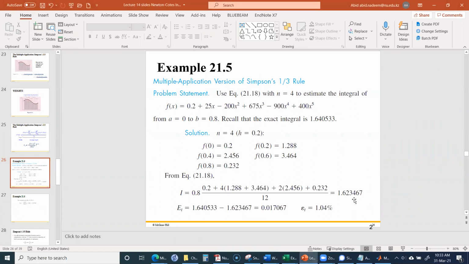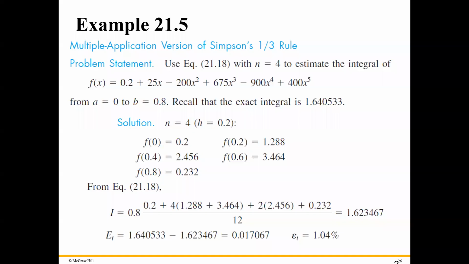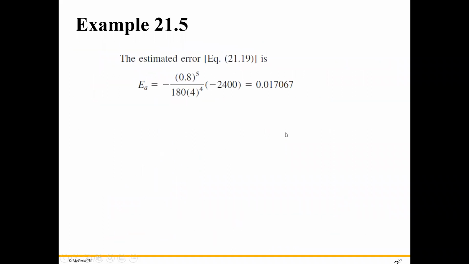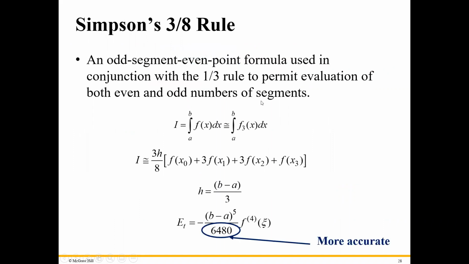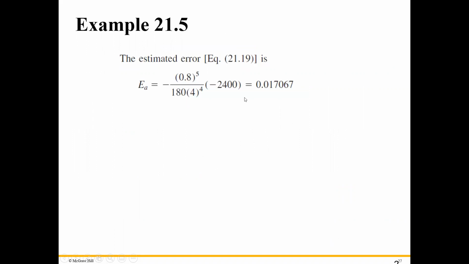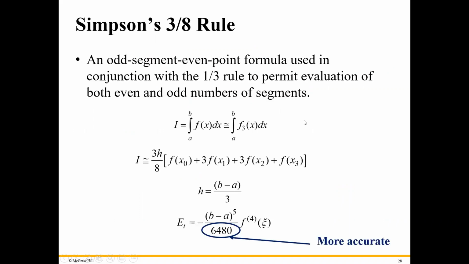Okay, for taking n is equal to 6, the value has improved. So similarly, we can take a larger value of n, and then we can keep improving the results. So what we got is 1.62685. Okay, so the estimated error, as we can see, we can find from the formula which was given, and this was the example.